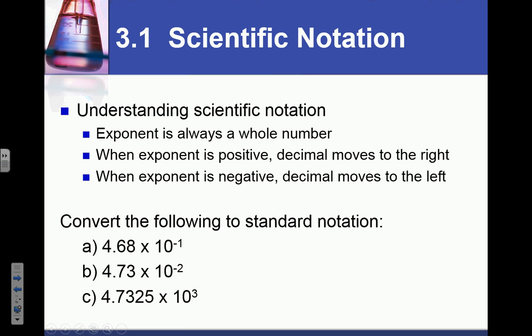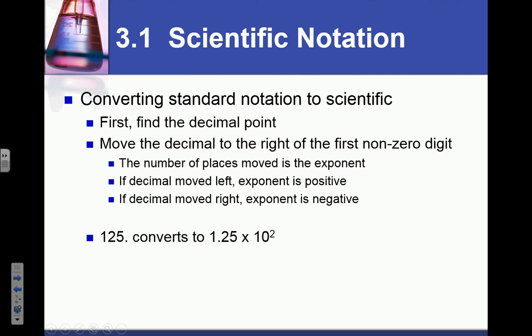Now, 4.68 times 10 to the -1. 10 to the -1 means divide by 10. Well, that's going to give us 0.468. 4.73 times 10 to the -2, well, that means we're going to divide by 10 twice. That's going to move the decimal 2 to the left, and we're going to get 0.0473. And 4.7325 times 10 to the 3rd, that means we're multiplying, positive integer. We're going to multiply by 10 3 times, and that's going to move our decimal 3 to the right, which gives us 4,732.5.